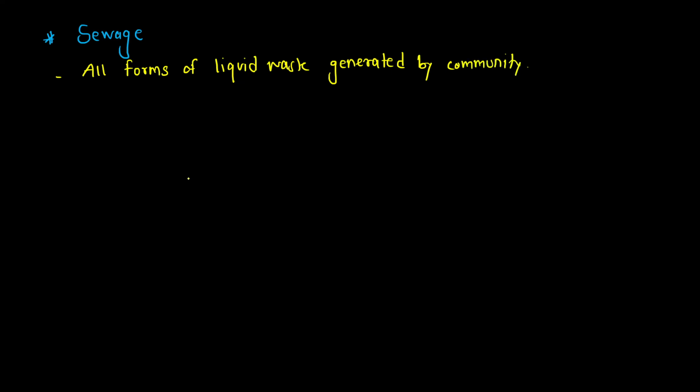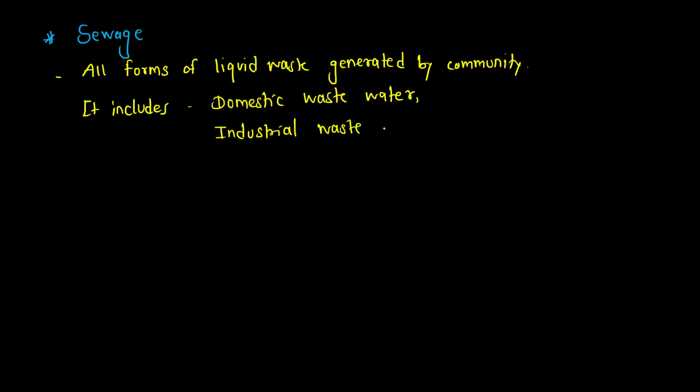So it includes domestic wastewater, then industrial wastewater, and the last is storm water. Now the first two are self-explanatory, because it is the wastewater which is generated from domestic and industrial sources.